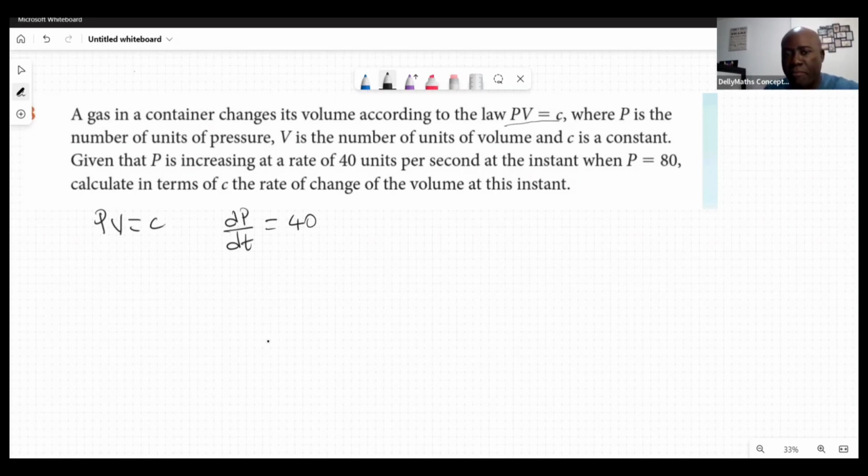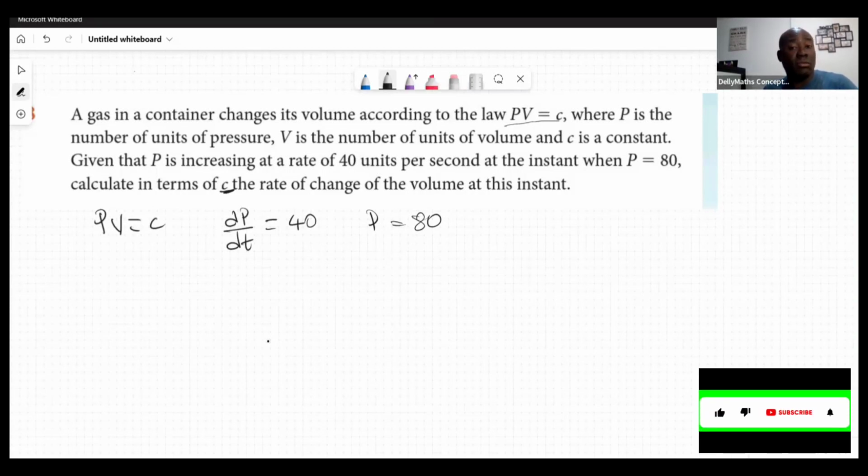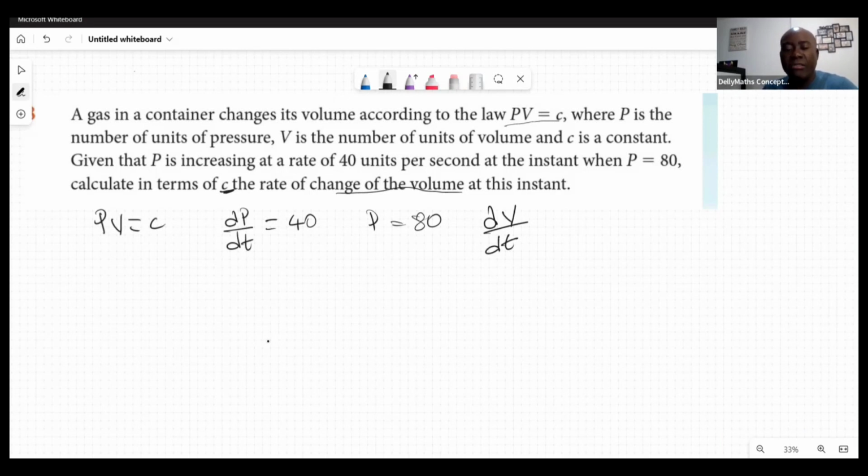At the instance when P is 80. So you're saying at the instance when P is 80, they want us to calculate in terms of C. So the response will have a C in it. You could see that the rate of change of volume. So this is it, rate of change of volume. So that means they want me to find the dV dt, right? So this is what I need to find.